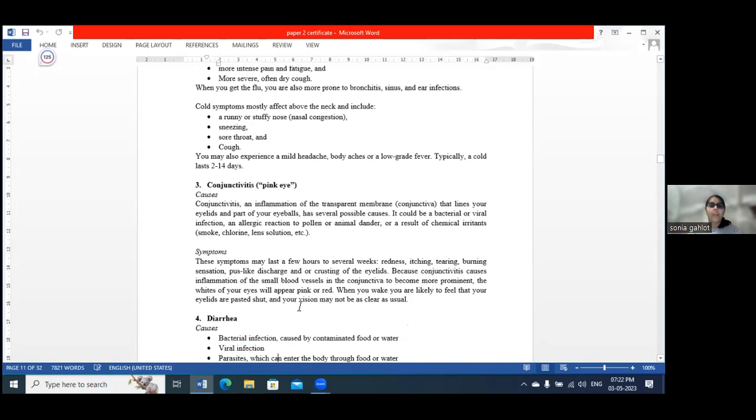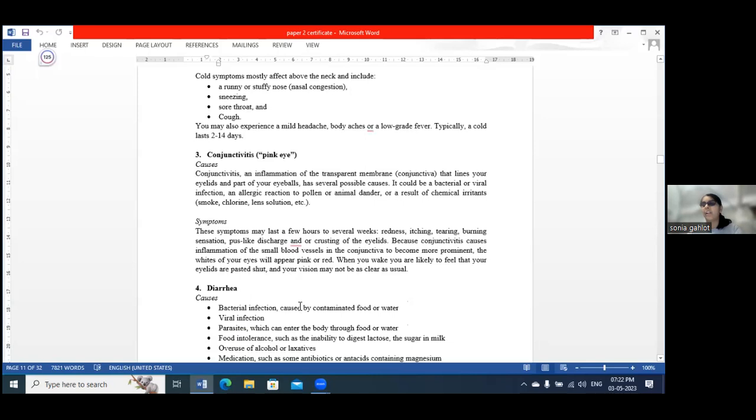The third one is conjunctivitis. It is also known as pink eye. Now, what is this and how does it happen? What are the causes of this conjunctivitis? What happens is that the white portion of our eye gets red, and that happens because of various reasons. The reason can be a bacterial or viral infection. There can be allergic reactions to pollens.